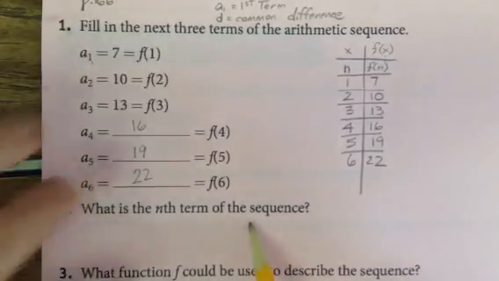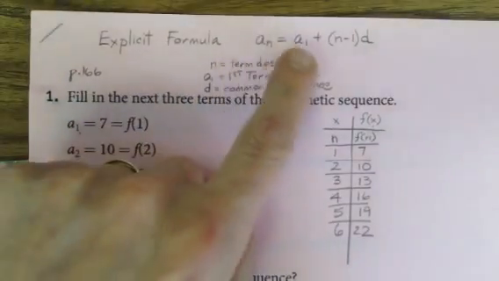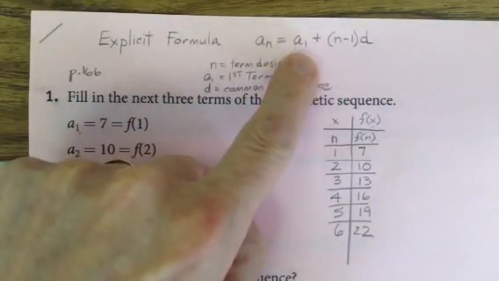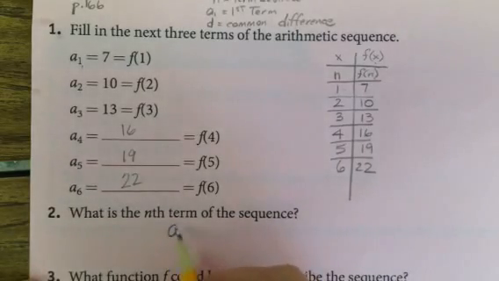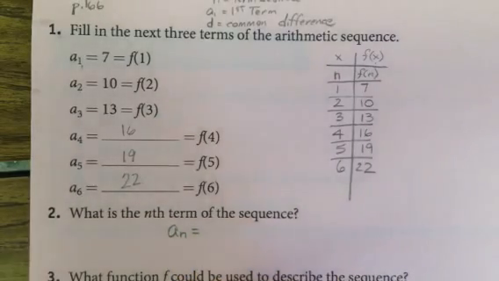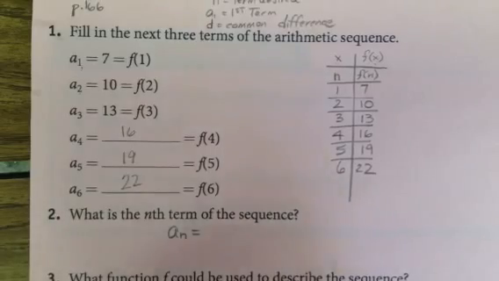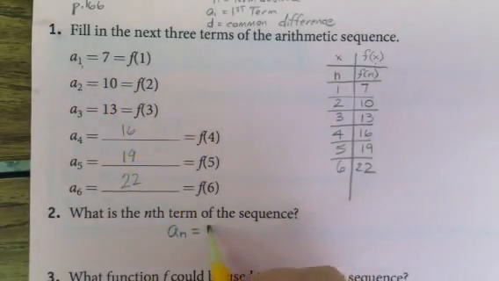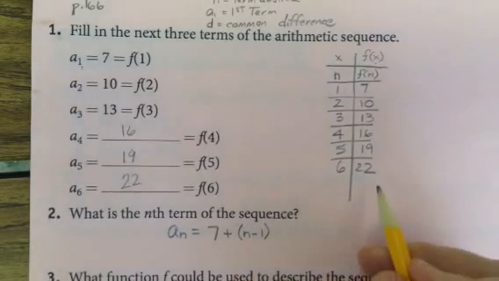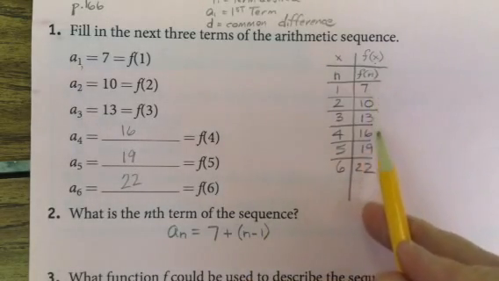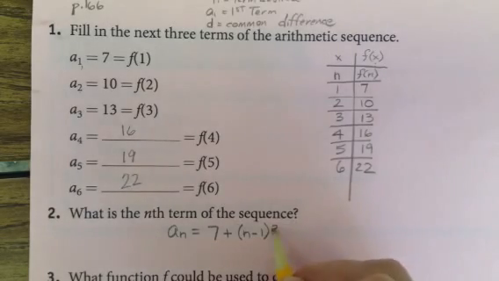Okay, let's go back to our formula that we learned yesterday, and let's use that, because that'll give me the nth term. So I'm going to start off with a sub n. Again, this is the formula I ask you to memorize. What do we start with? What's our first term? If we look up here, our first term is 7. And then we're going to add 1 less than n times my common difference. What am I changing by? My common difference is 3.